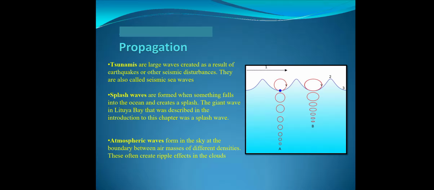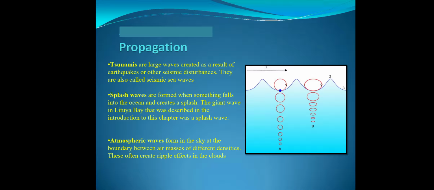Now, we all know that tsunamis are large waves created as a result of earthquakes or other seismic disturbance. Waves are also another kind of waves. Okay, so tsunamis are generally of larger wavelength. Now, what are splash waves? Splash waves are formed when something falls into the ocean and creates a splash.